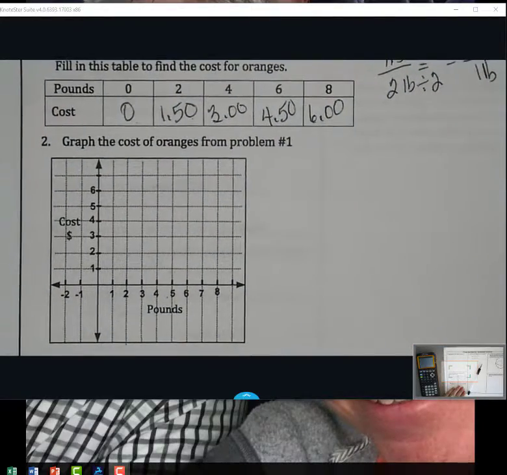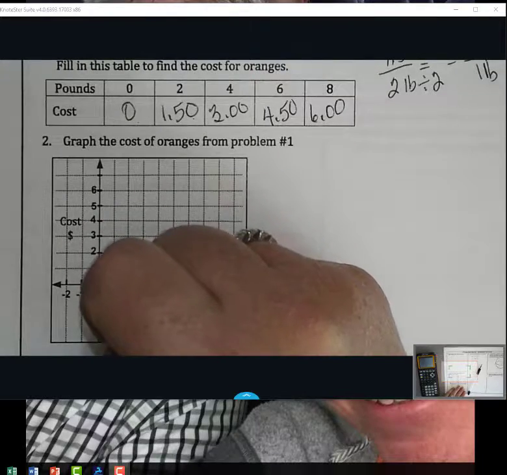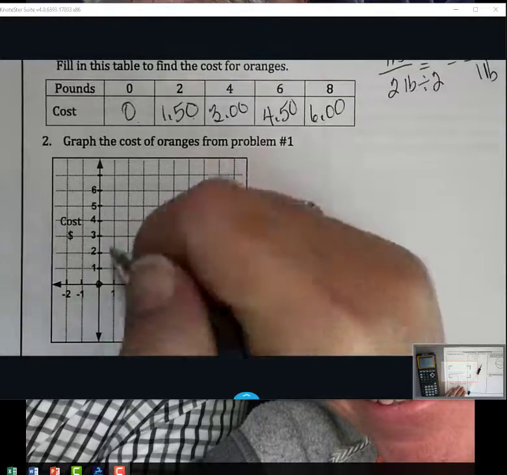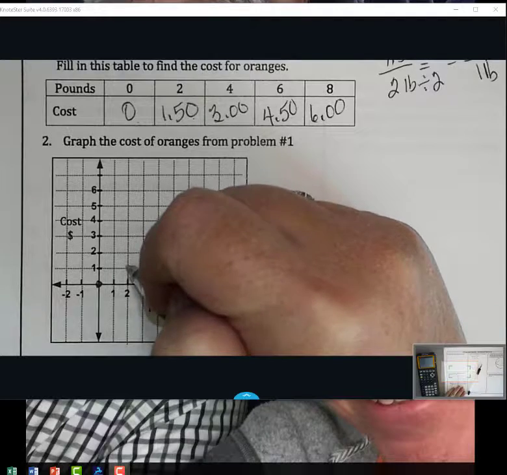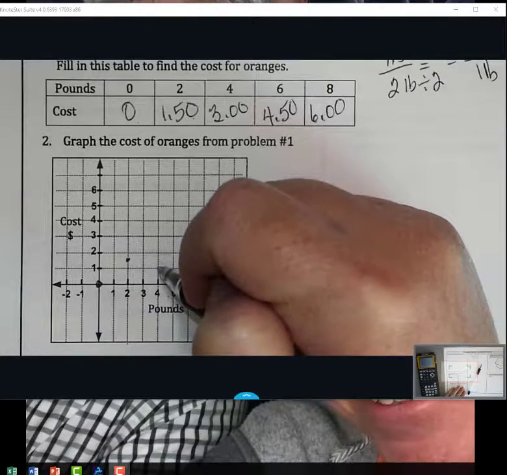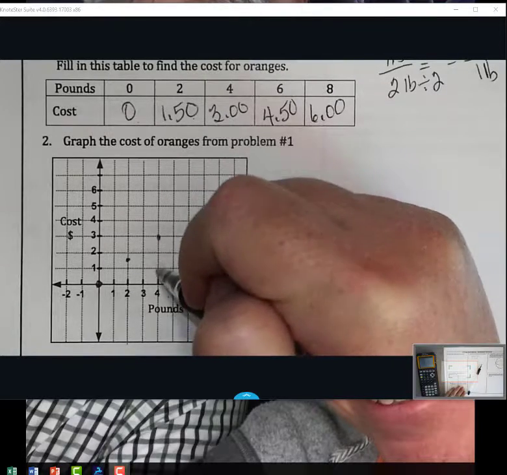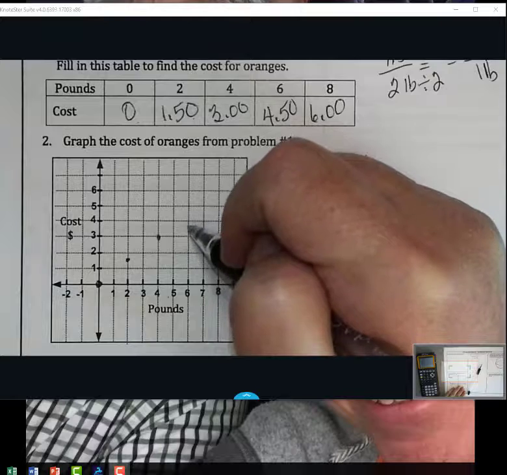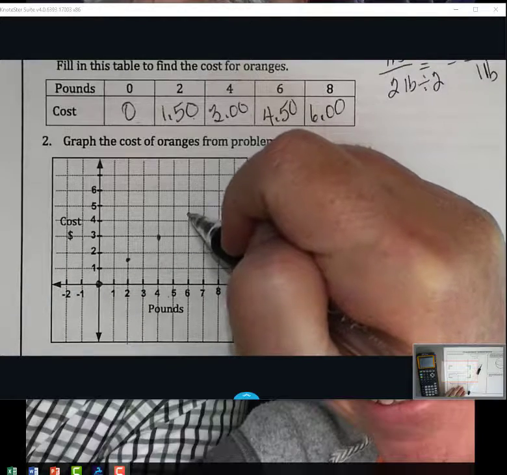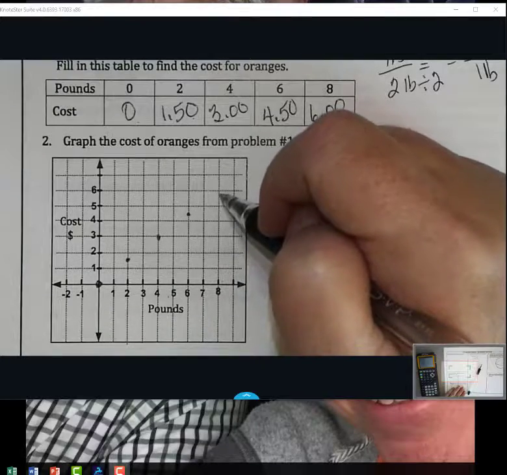Graph the cost of the oranges from problem number 1. So at 0 pounds, it costs you $0. At 2 pounds, it costs you $1.50. At 4 pounds, it costs $3. At 6 pounds, it was $4.50. And at 8 pounds, it was $6.